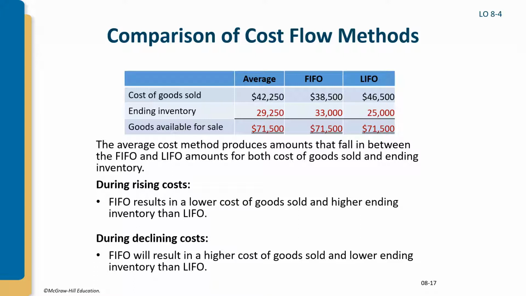Under FIFO, your cost of goods sold is $38,500, much lower. And under LIFO, it's one of the highest, $46,500. Now what they're demonstrating in this slide is that if you add your ending inventory to cost of goods sold under any of the methods, you still pay the same amount of money for all your inventory, $71,500. It's just the way you expense it is different. So you're going to have different expense amounts, cost of goods sold amounts under each method, and that's okay.